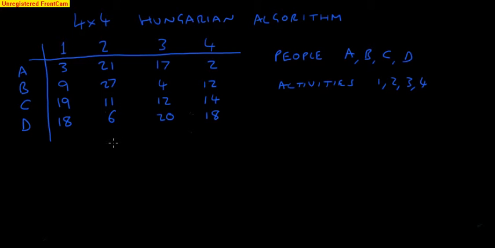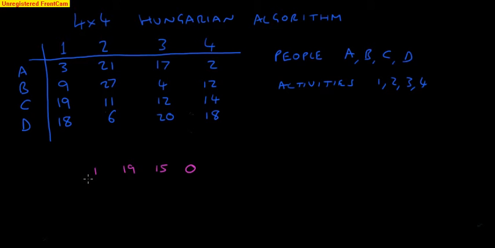Firstly, we make all the numbers smaller as best we can by doing row reduction and then column reduction if we need it. So row reduction, we'll start at the top row, 3, 21, 17 and 2, and take away the smallest number from everything. And the smallest number is 2, so we will end up with 2 take 2 is nothing, 17 take 2 is 15, 21 take 2 is 19, and 3 take 2 is 1.